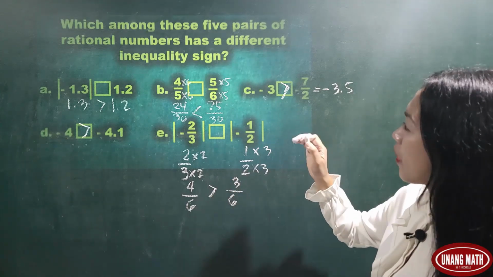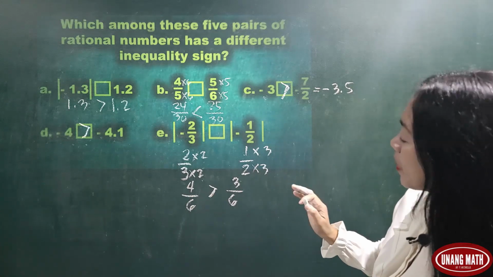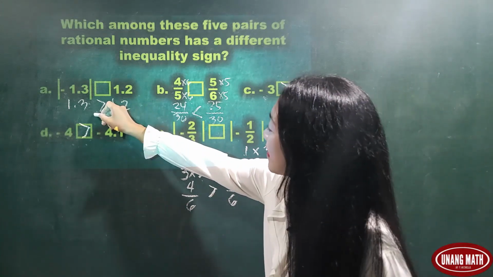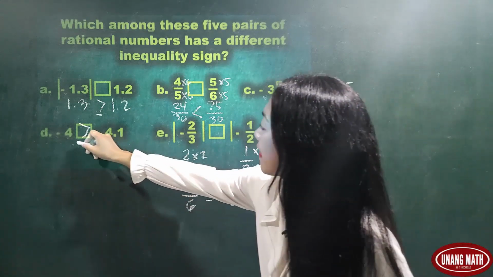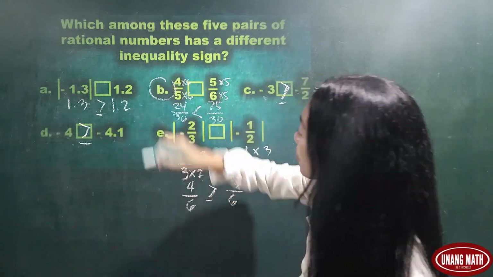So which among these 5 pairs has a different inequality sign? This is greater than, less than, greater than, greater than, greater than. So the answer is letter B.